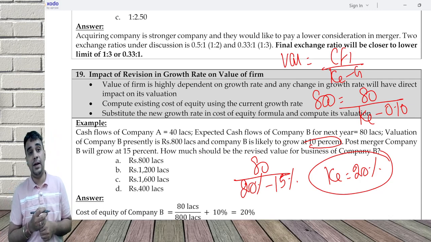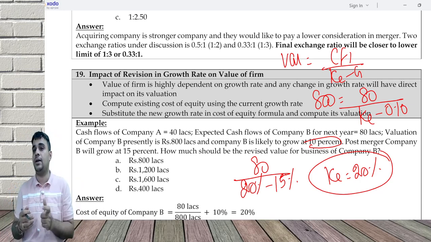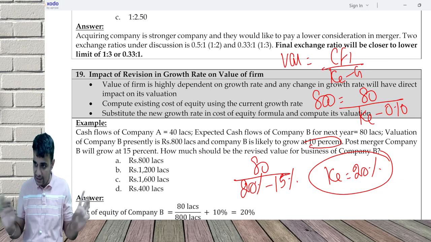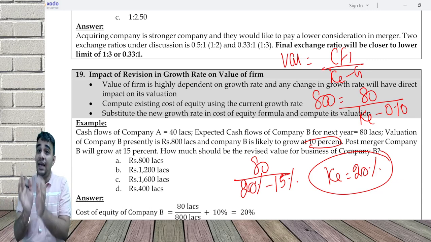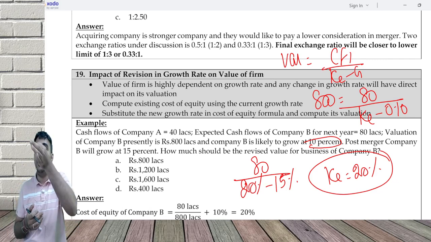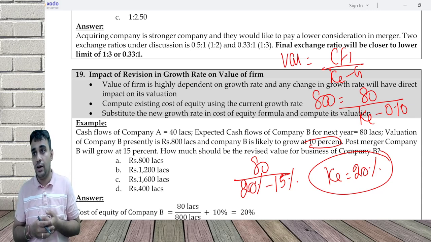Many students in their mind think that if growth increases, KE will increase. KE does not increase because of growth. Growth and KE have no linkage at all. KE depends on the risk of the company. If risk remains the same and you are growing more, price will start going up.